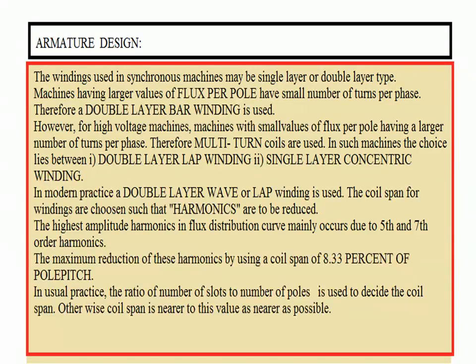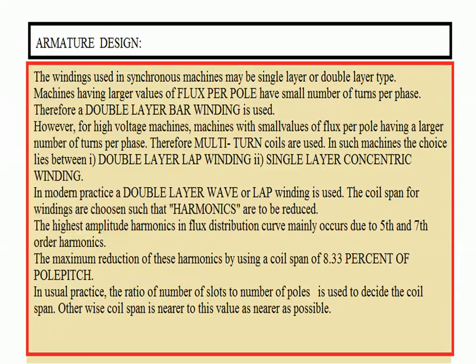However, for high voltage machines with smaller values of flux per pole, there is automatically a larger number of turns per phase. In this situation, multi-turn coils are used. Again, there is a choice. We can select a double layer lap winding, or we can select a single layer concentric type winding. In modern practice, a double layer wave or lap winding is used.